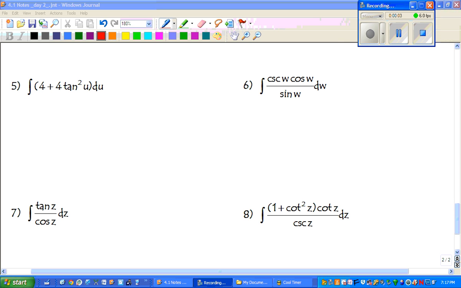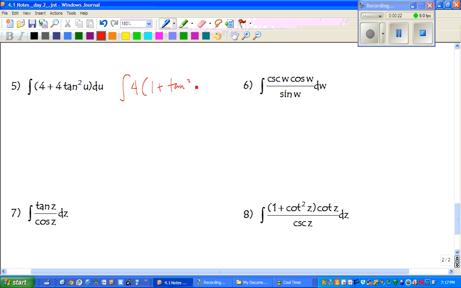All right, number 5 is a little different. We do rewrite this one, but using some different techniques. One thing is we're going to factor out a 4, so we end up with the antiderivative of 4 times 1 plus tangent squared of u. Remember, we need this to look like one of those antiderivatives that we know.